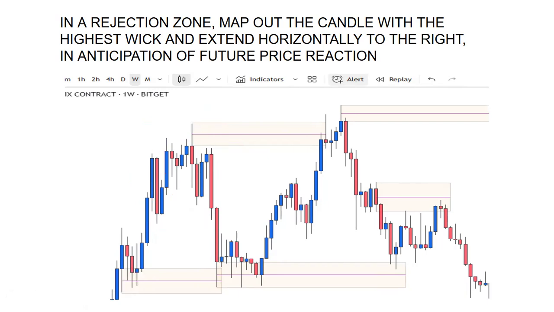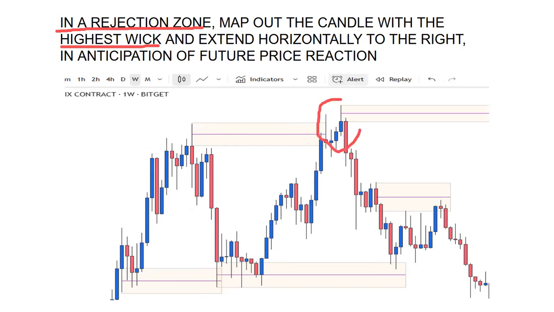Now, in this rejection zone, we map out the candle with the highest, underline this word, highest wick. We extend it horizontally to the right, in anticipation of future price reaction. It's just that simple.